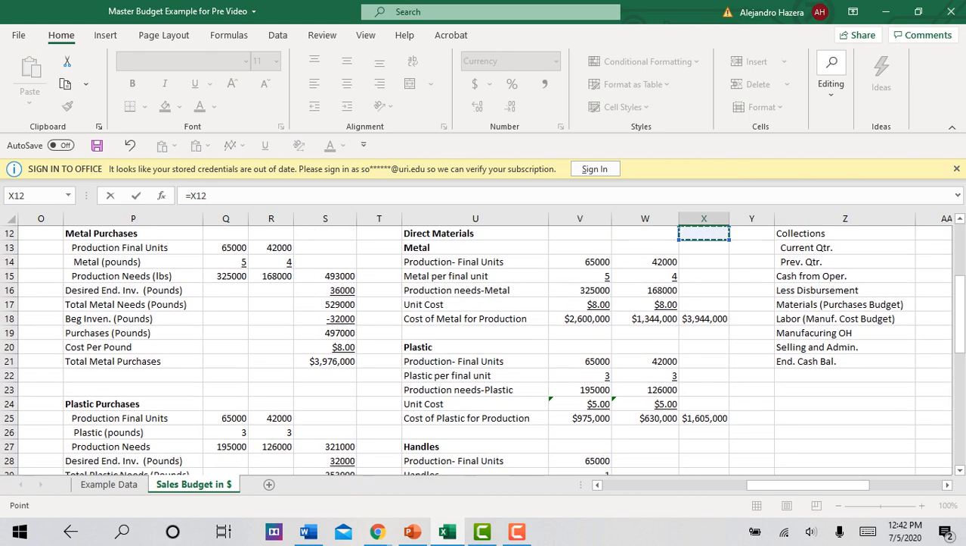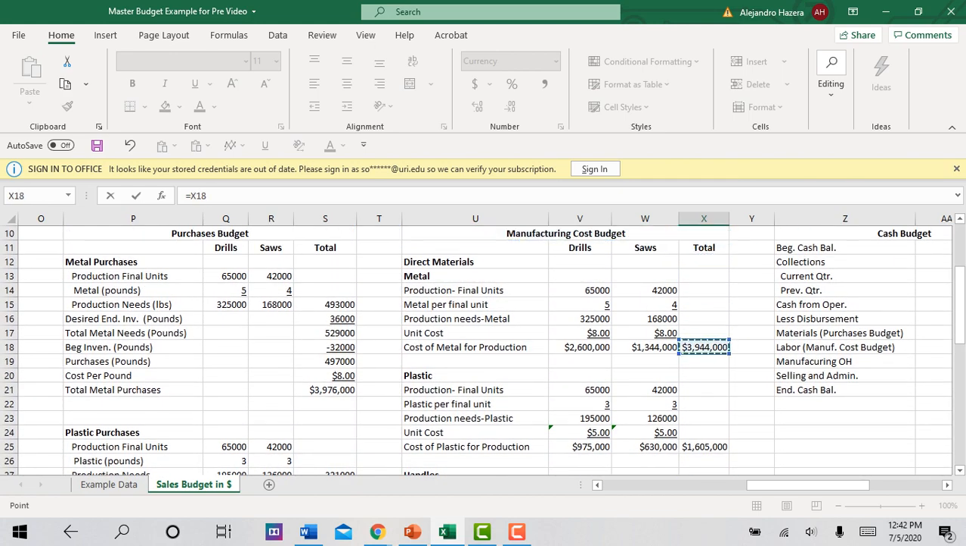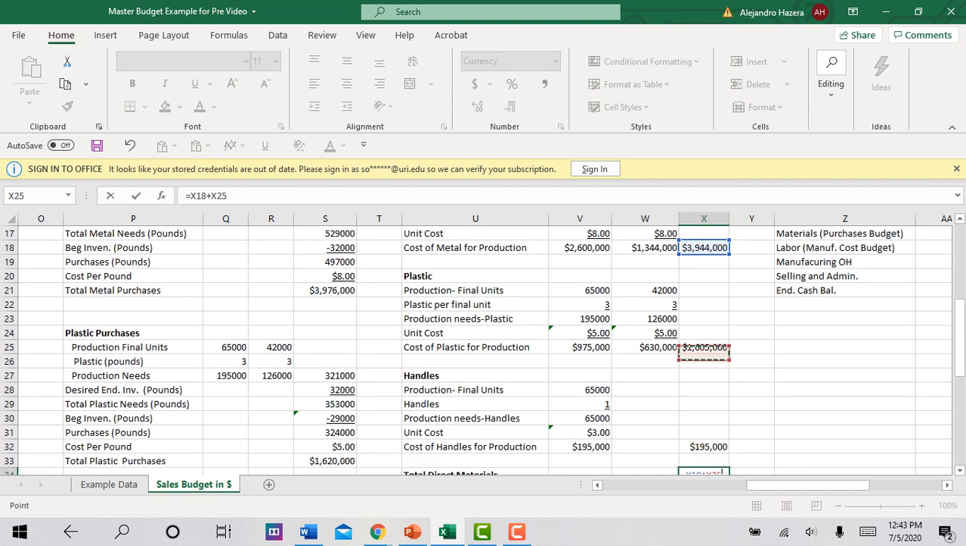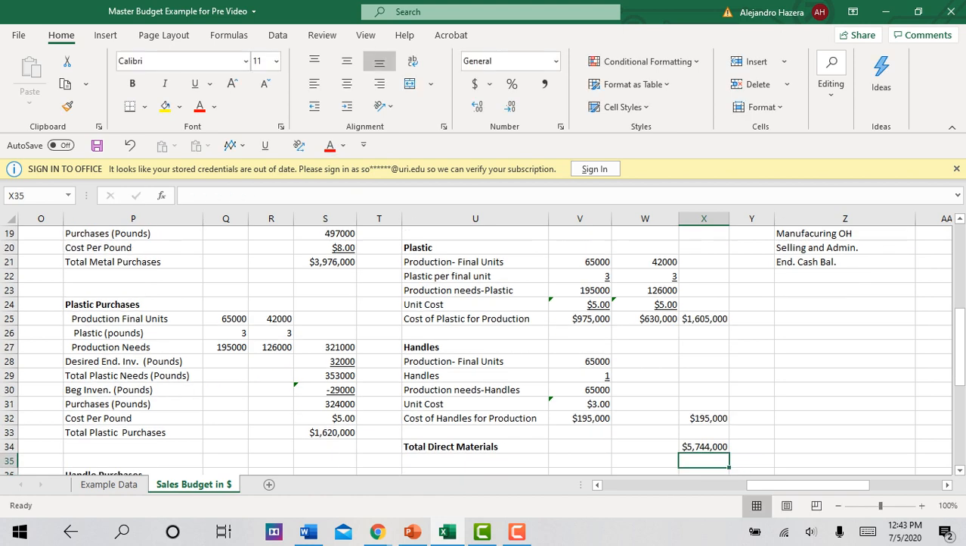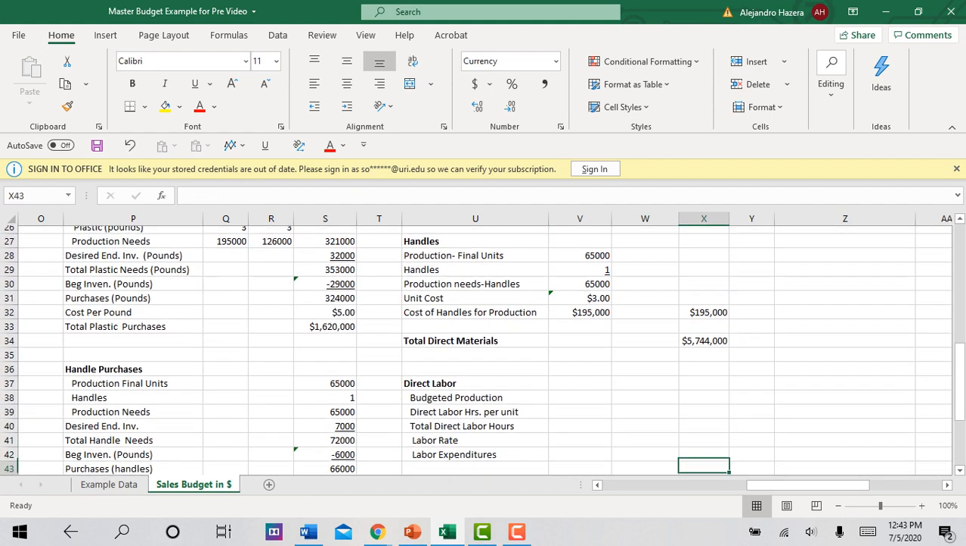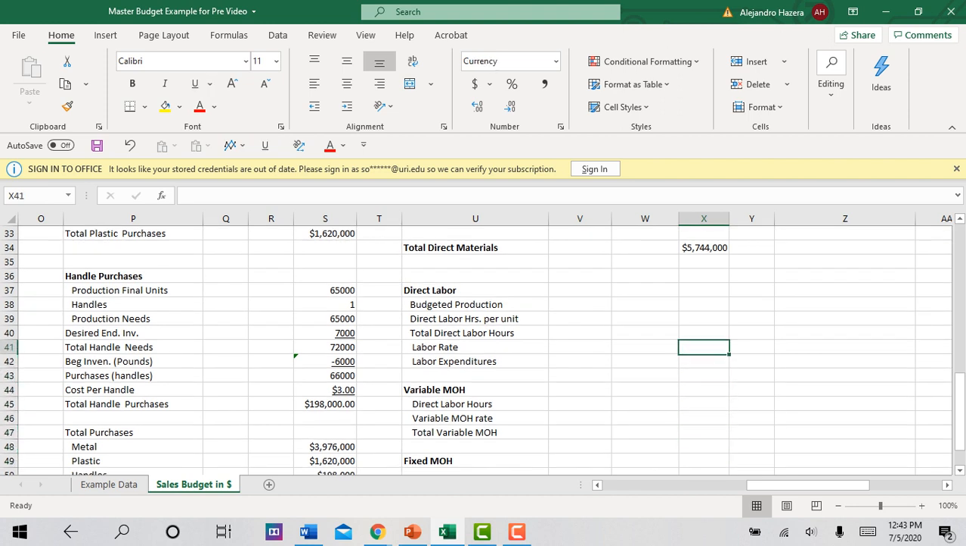Okay, so direct materials is $3,944,000. That's what I'm saying. Our first type of direct material, metal, we're going to put in close to $4 million of metal in production. Then we're going to add $1,605,000 of plastic that goes into production. Then we're going to put in $195,000 of handles. So our total direct material costs that go from the storerooms into production are going to be $5,744,000.